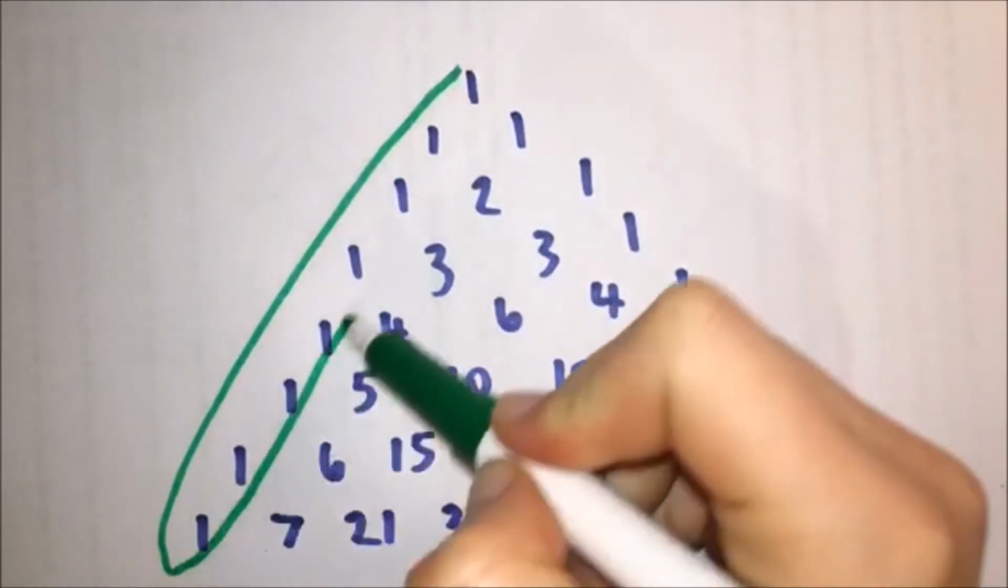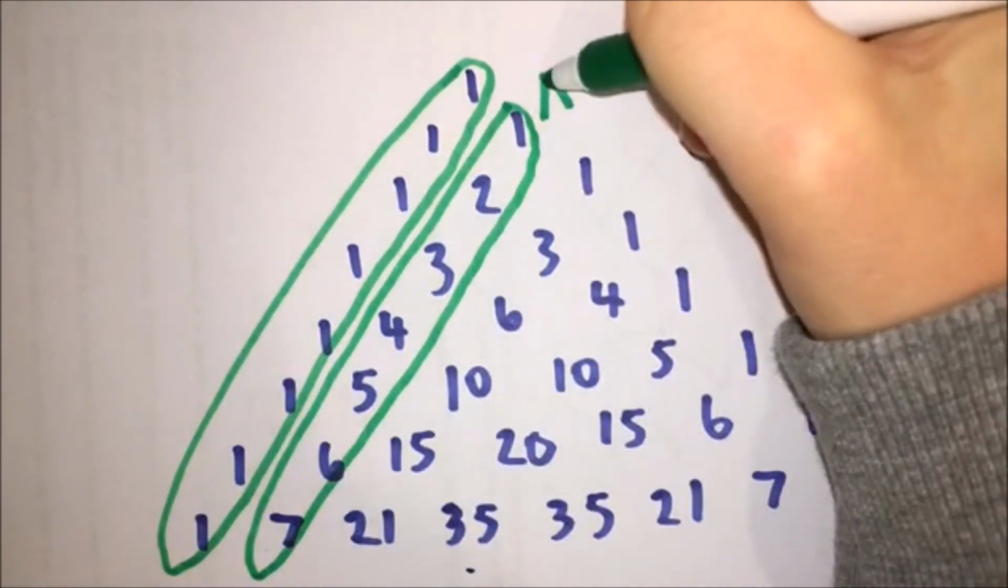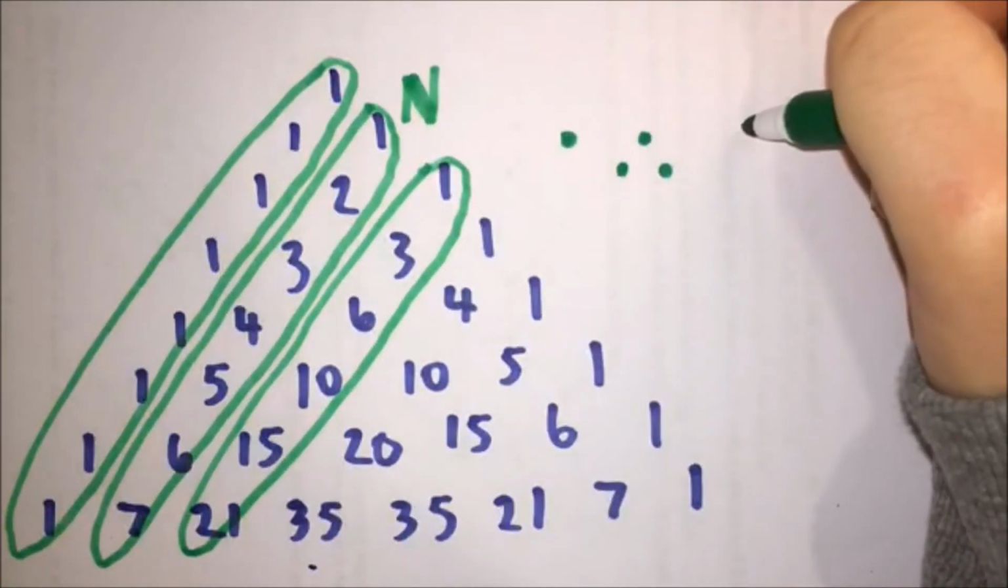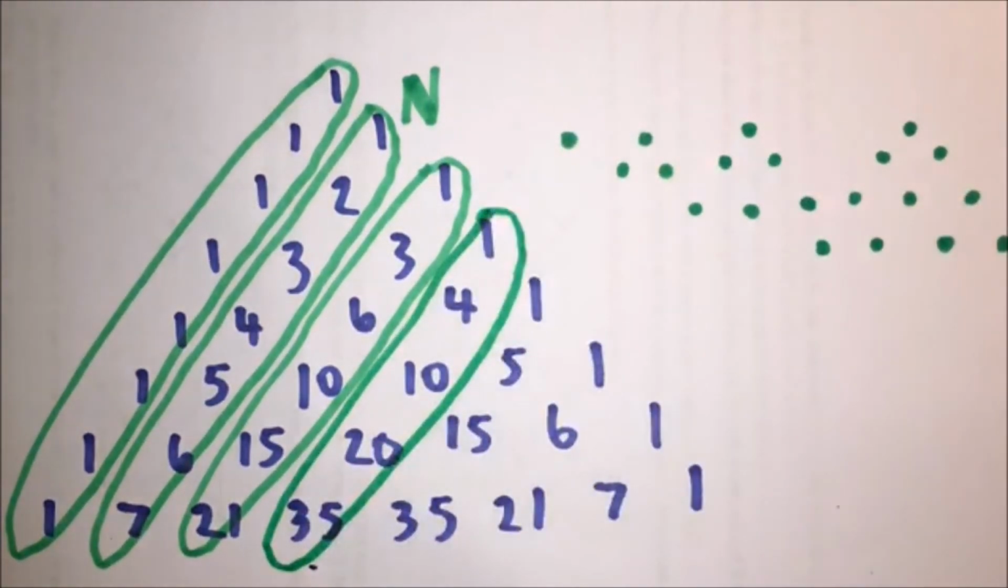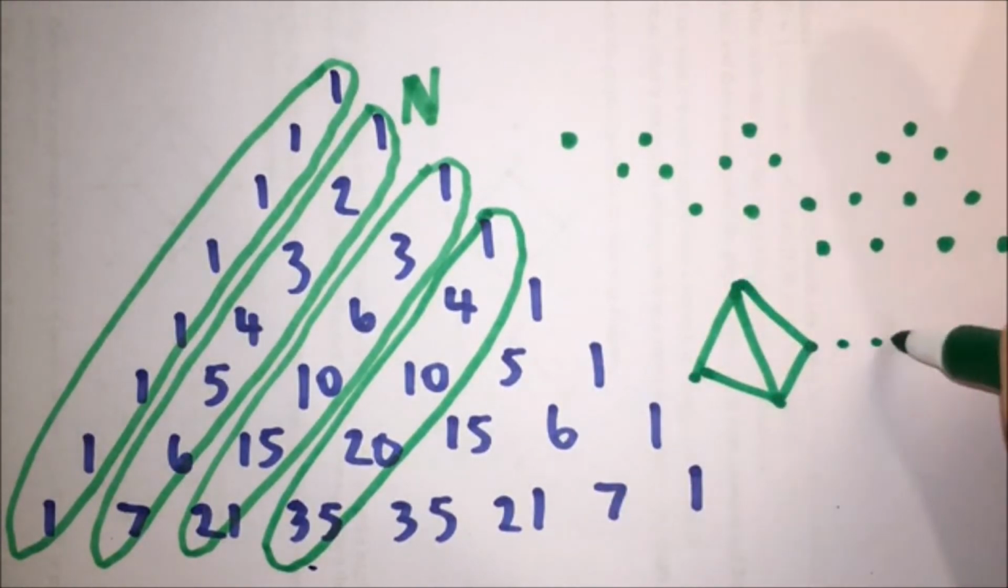If we look at a descending column, the first is just ones, the second is the natural numbers, and the third is the triangular numbers. They form stacks of triangles. Similarly, the fourth descending column is the tetrahedral numbers. They form three-dimensional stacks of triangles.